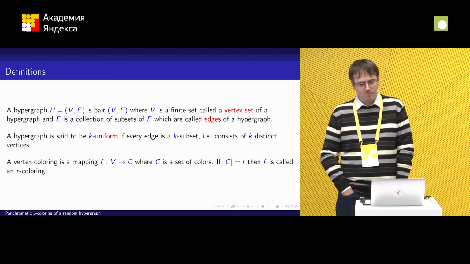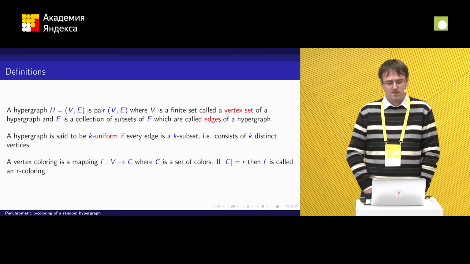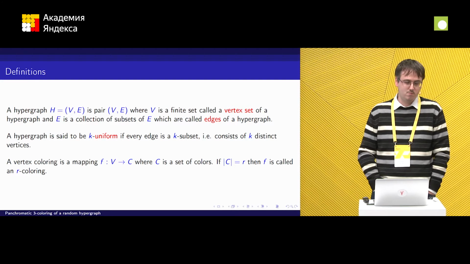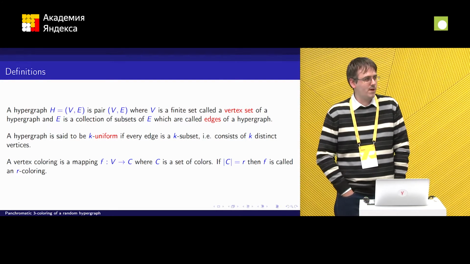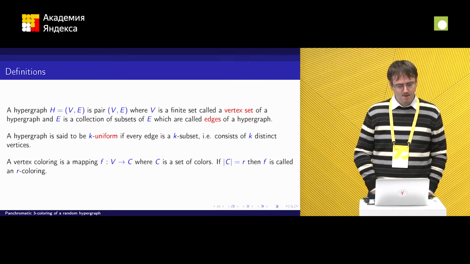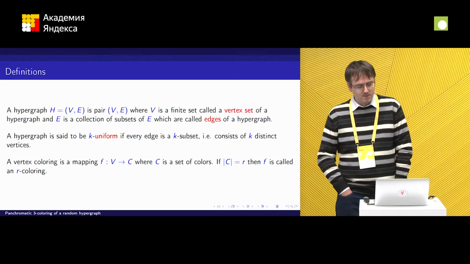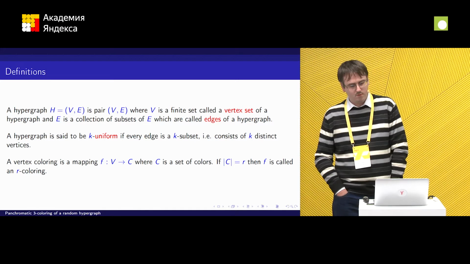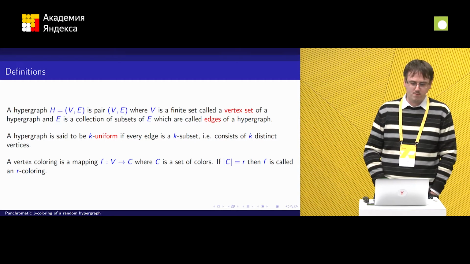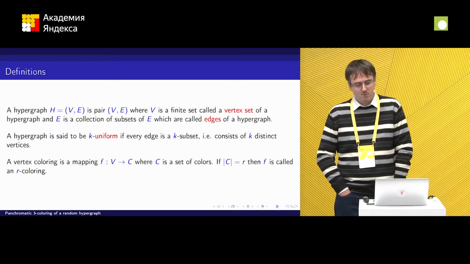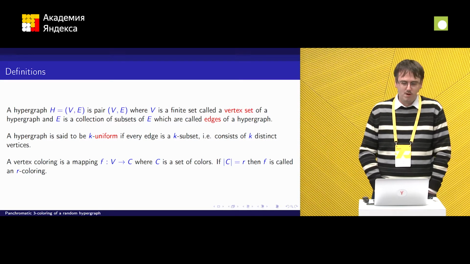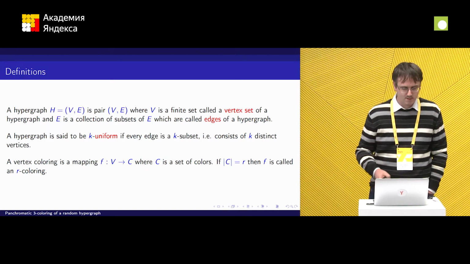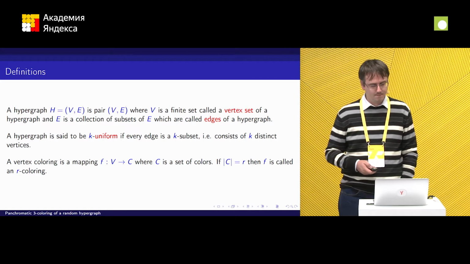A hypergraph is said to be k-uniform if every edge is a k-subset, so every edge consists of k distinct vertices. So if k is equal to 2, then we have just a graph. And we will consider vertex colorings. A vertex coloring is just a mapping from the vertex set to a set of colors. If the number of colors is equal to r, then f is called an r-coloring. So these are basic definitions.